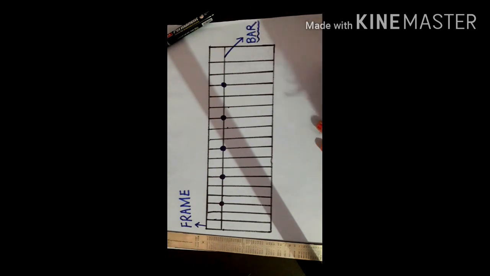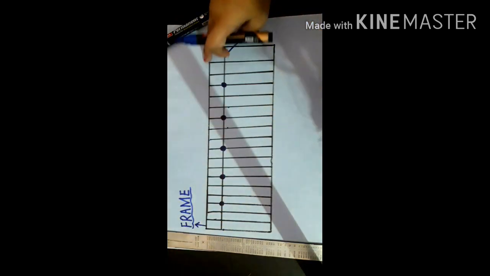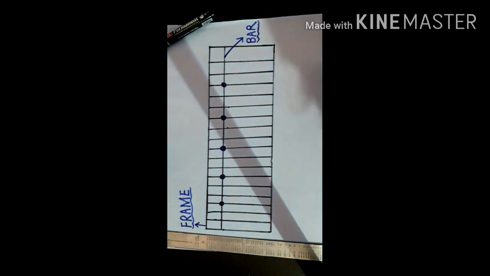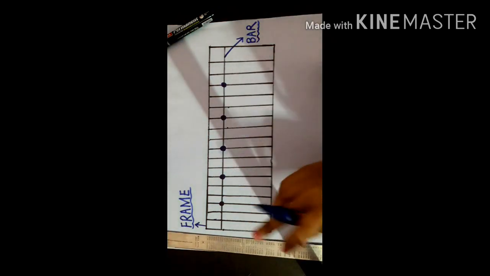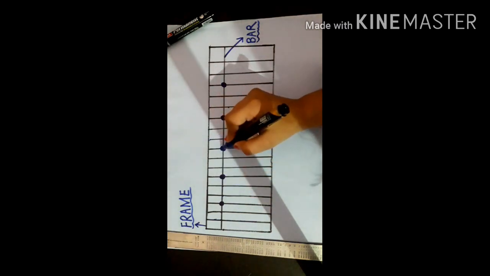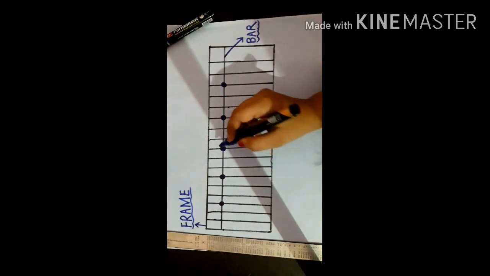This line is called bar, and this outer part is called the frame. Now, where is your middle line? Middle dot. 1, 2, 3. This is your middle dot.